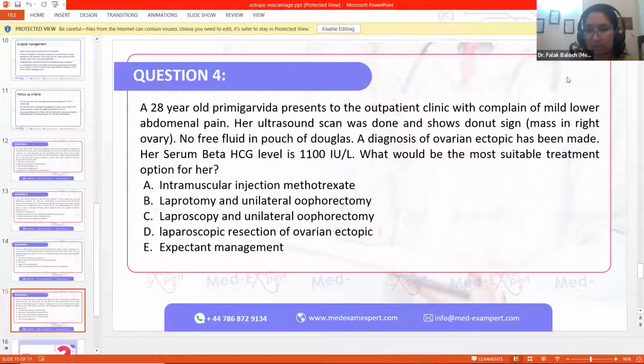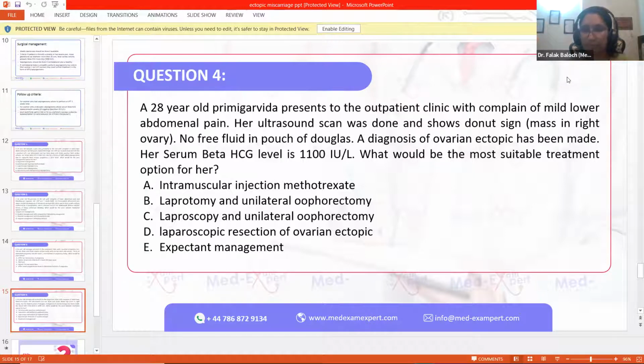Because the patient has mild symptoms and there is no free fluid and her serum beta HCG is also 1100, this is a suitable candidate for systemic methotrexate. If the patient was having severe symptoms or she was clinically unstable or if her beta HCG was very high, like more than 5000, preferably we would have gone for surgical management. But in this case, injection methotrexate would be a suitable option, keeping in mind the symptoms that the patient has and also the beta HCG levels.